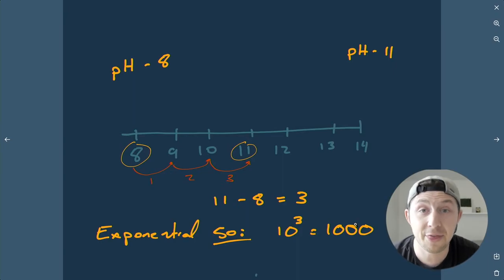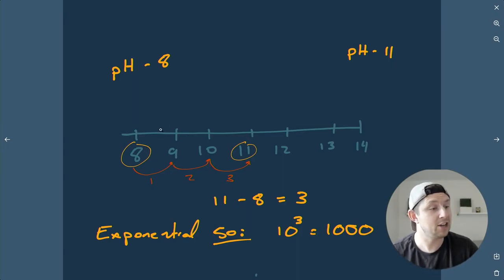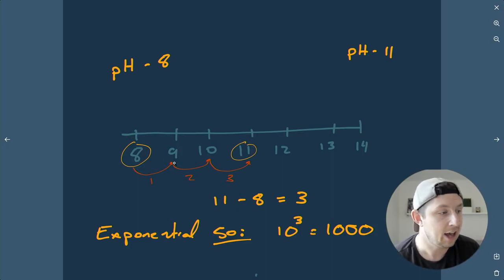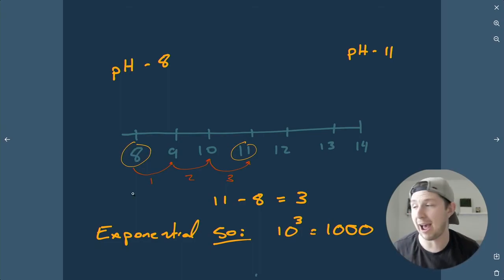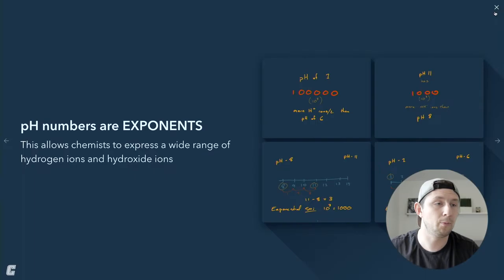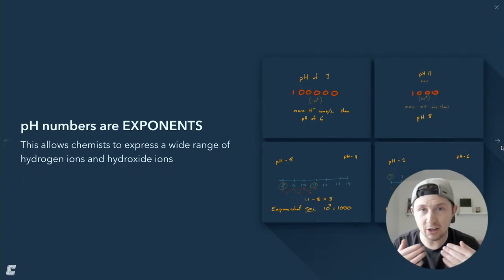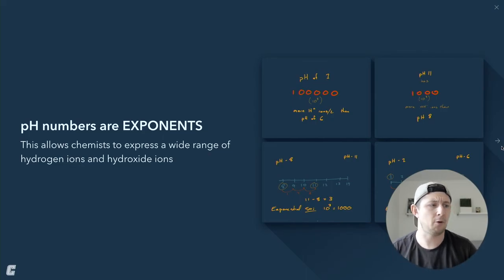That gives us 1,000. So our pH of 8 is 1,000 times more acidic than a pH of 11. You could say it the other way around too and say that a pH of 11 is 1,000 times more basic than a pH of 8. You could do it both ways, back and forth. And on a test, you would probably see one of these questions for sure. And we'll give you some practice at the end of this video.